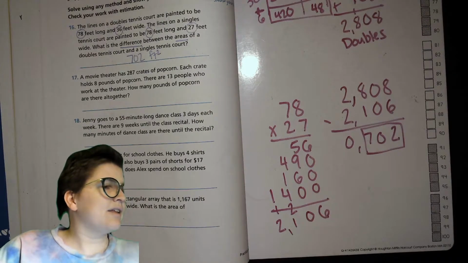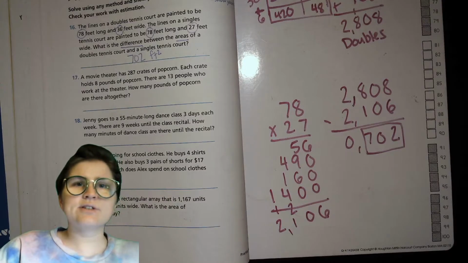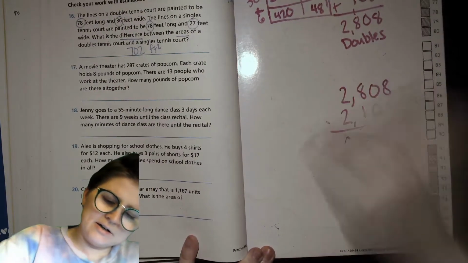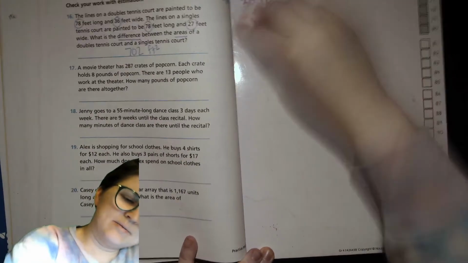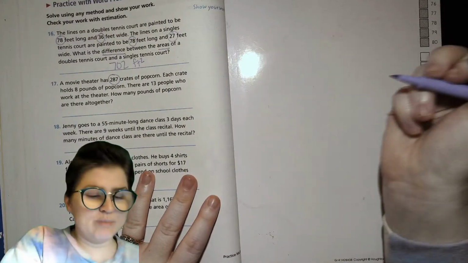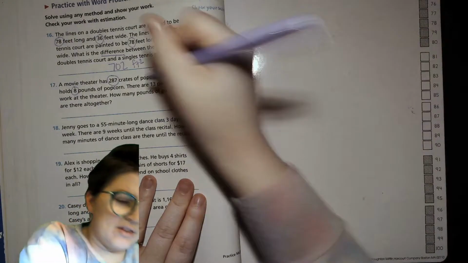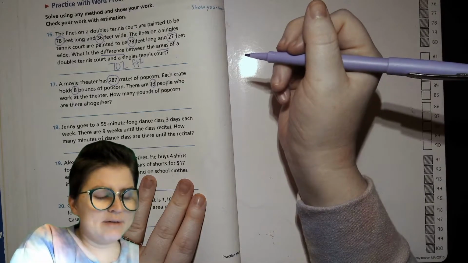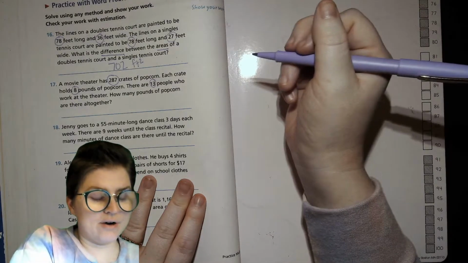Okay, the next one, let's go ahead and do that next one. Let me erase my little whiteboard here. Alrighty. A movie theater has 287 crates of popcorn. Each crate holds 8 pounds of popcorn. There are 13 people who work at the theater. How many pounds of popcorn are there altogether?